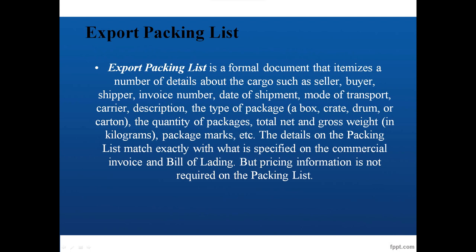Export packing list is a formal document that itemizes a number of details about the cargo, such as seller, buyer, shipper, invoice number, date of shipment, mode of transport, carrier, description, the type of package, a box, crate, drum, or carton, the quantity of packages, total net and gross weight in kilograms, package marks, etc. The details on the packing list match exactly with what is specified on the commercial invoice and bill of lading, but pricing information is not required on the packing list.